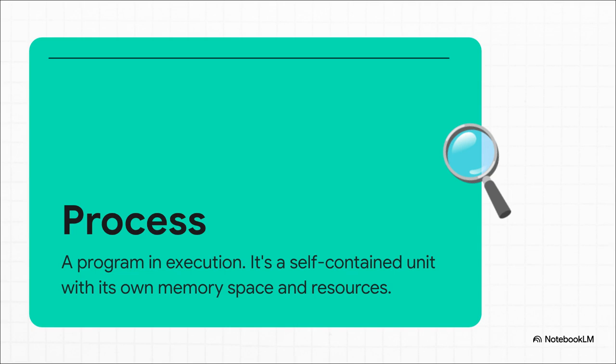So think of a process as its own little private sandbox. When you double-click on an app, the OS creates a process. This gives the app its own dedicated memory and resources, completely walled off from everything else. It's how your web browser and your word processor can run side by side without messing with each other. It's all about creating order.